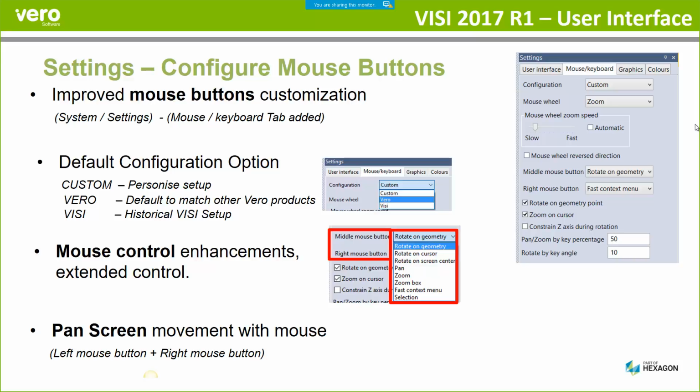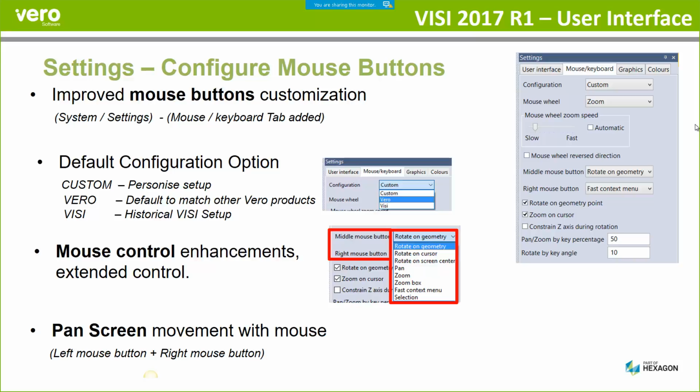So there's 3 main options. You've got the custom, which allows you to configure it exactly as you want, or you've got a Vero option, which makes the settings the same as our other products within the Vero group, or you can have the Visi historical settings, which are the same as they've always been.